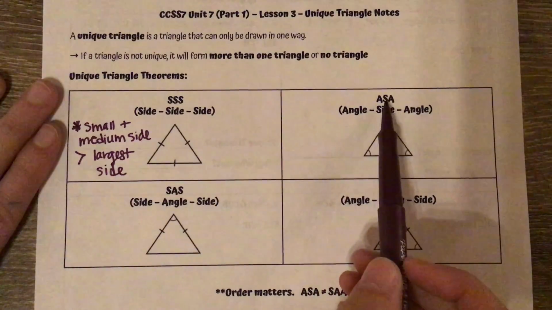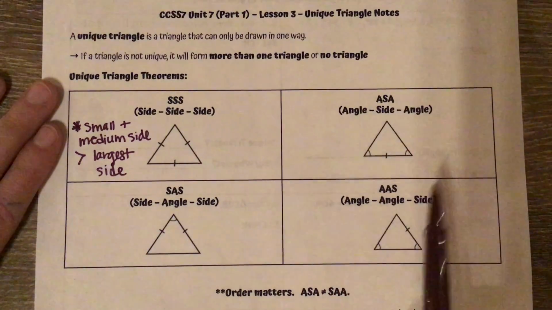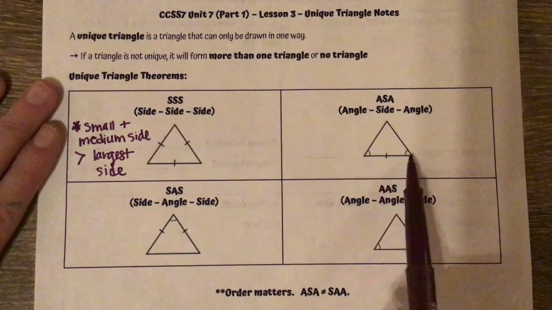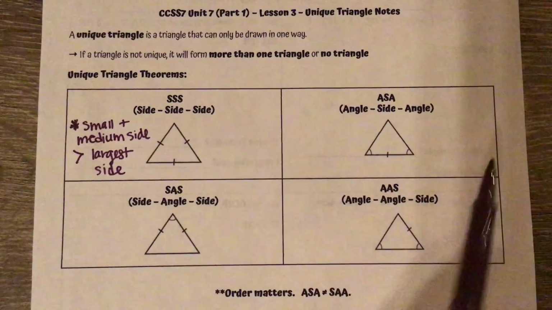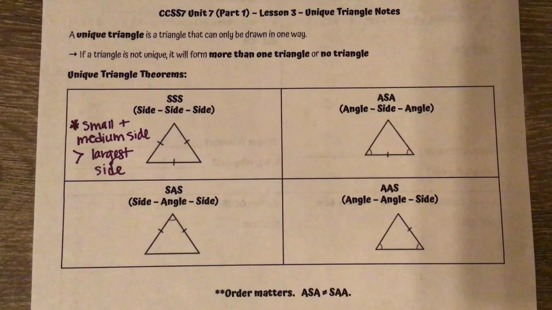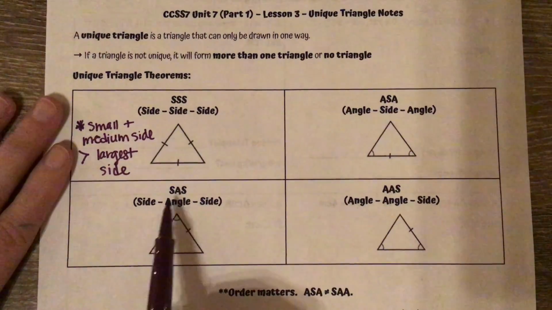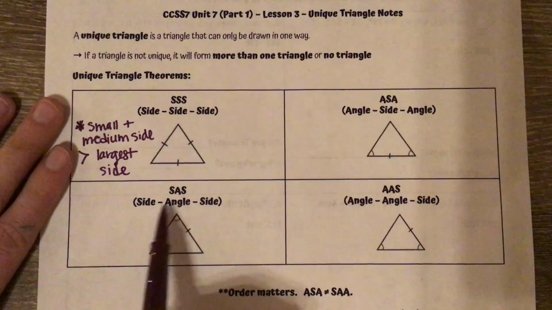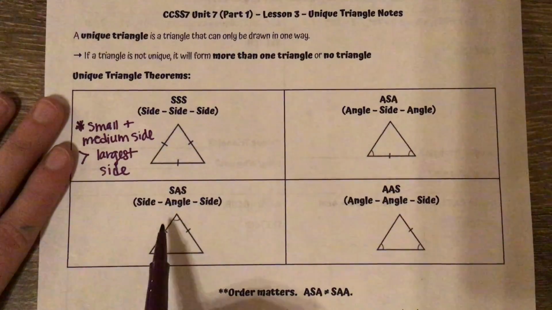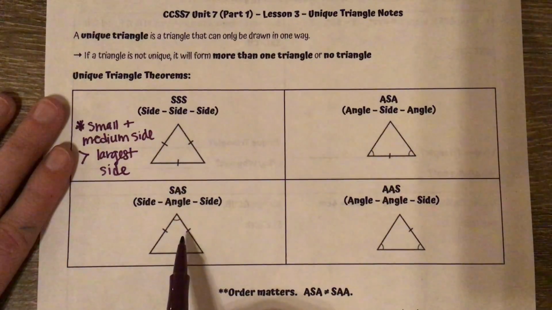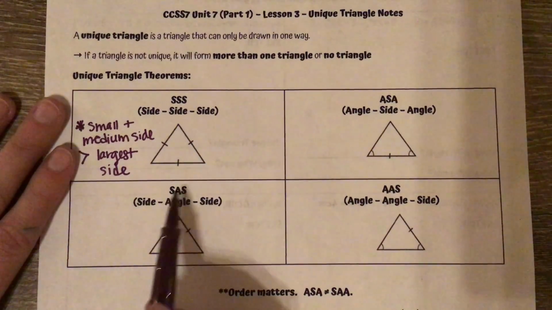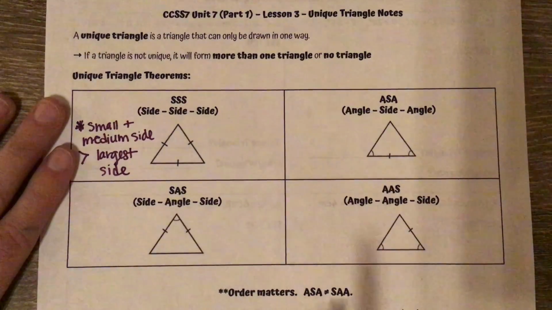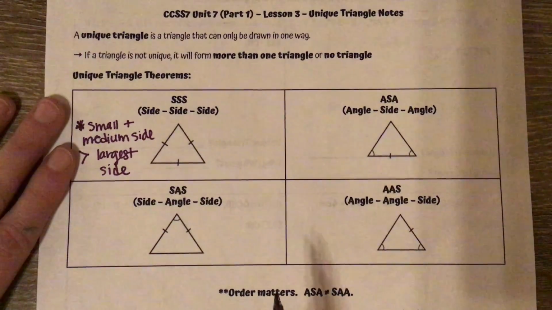Here we have angle, side, angle, ASA. So you have an angle, the side, and then the angle. The side is in between those two angles. So the order matters. Okay, here we have SAS, side, angle, side. So you have a side, then an angle, then a side. Again, I always remember that order matters because if I rearrange these letters into a different way, it would be a word I probably shouldn't be writing on my math paper.